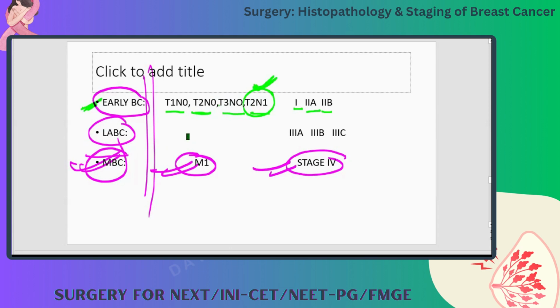That is early. Whatever is in between is locally advanced. No need to mug it up completely. Just remember, a lesion with a mobile axillary lymph node is early. Any other finding like supraclavicular or infraclavicular lymph node is locally advanced. Metastatic is M1, that is stage 4. We can classify it accordingly. Treatment aspects differ based on these findings.